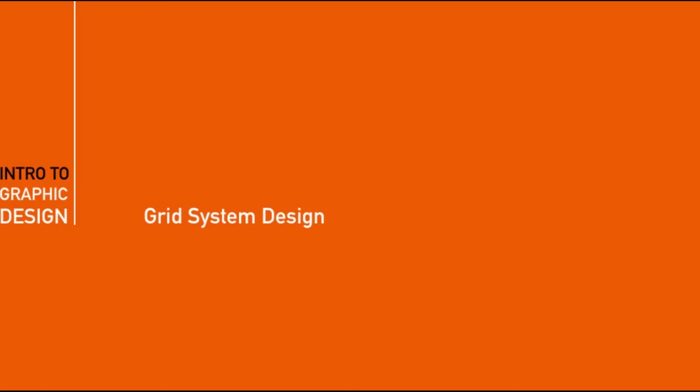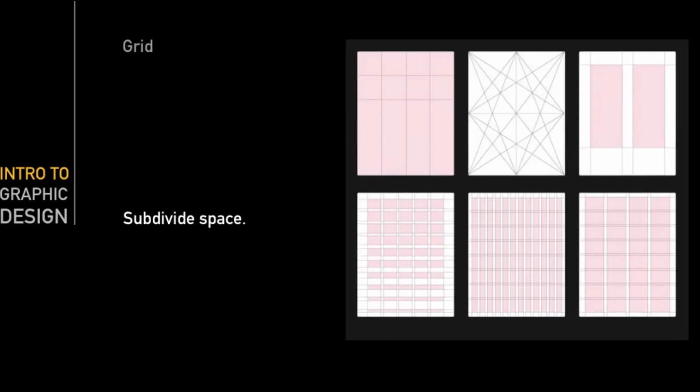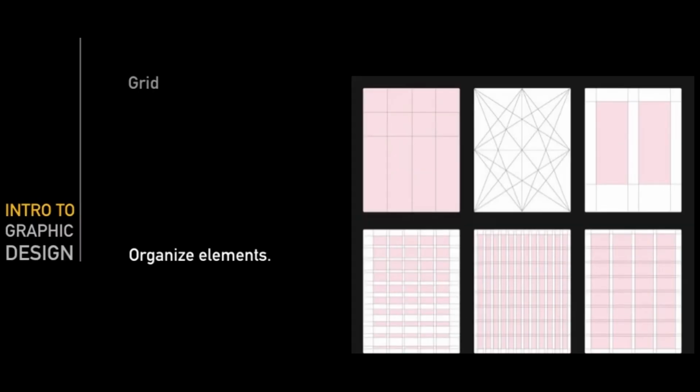Having a structure also helps white space, negative space, fully participate in the design. So you don't forget about the white space when you're dealing with grids. Grids are basically a network of lines that subdivide space, and you use that grid as a guide to organize elements in your composition.